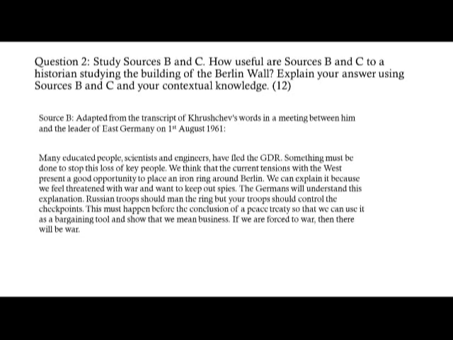So let's do this together. We look at the provenance. Okay, source B. Now, sources B and C, you're going to get a mixture. One of the sources, normally source B, is a written source, and the other source will be a visual source.